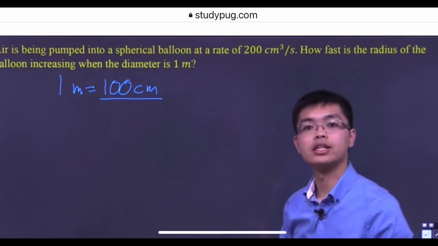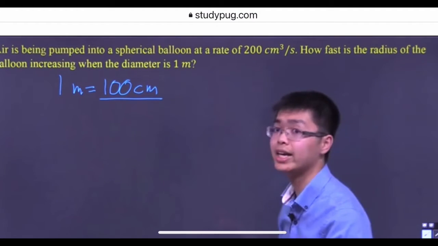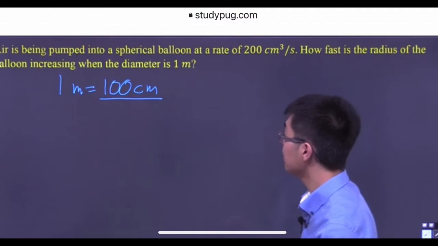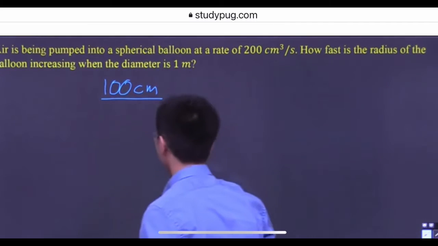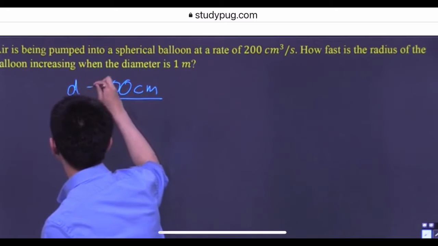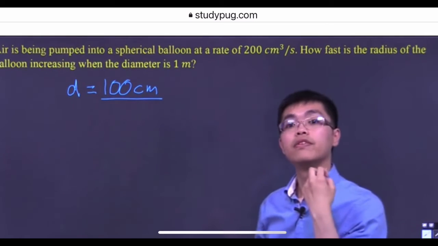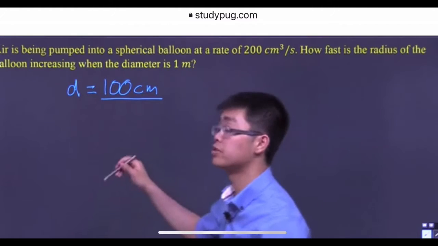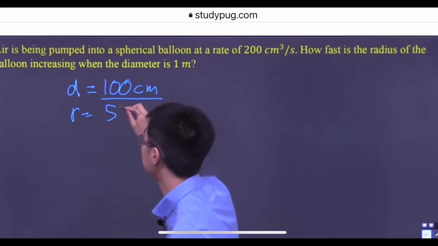Now the next thing I need to do is, well, what is this 100 centimeters? It's the diameter, right? So that means the diameter, let's call this D for diameter, is 100 centimeters. If the diameter is 100 centimeters, then what's the radius? Radius is going to be half of that, right? So that's going to be 50 centimeters.